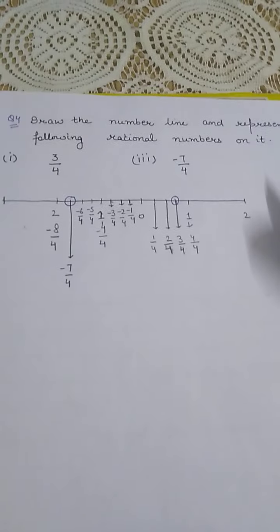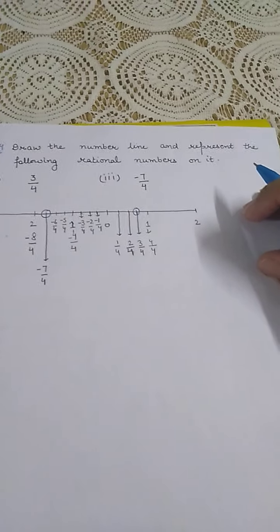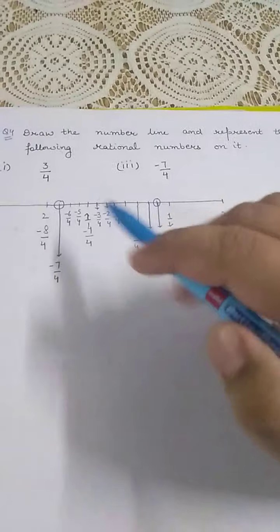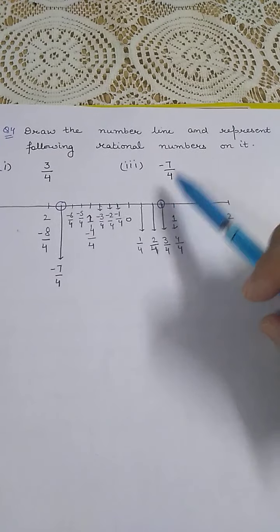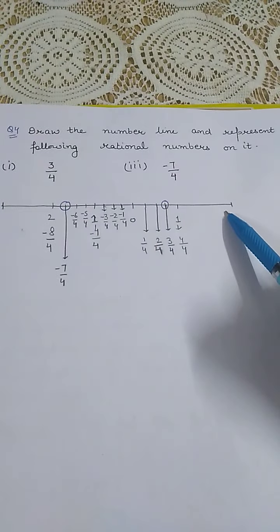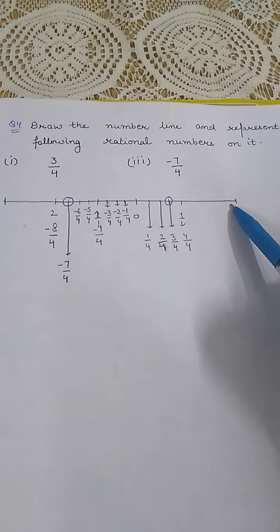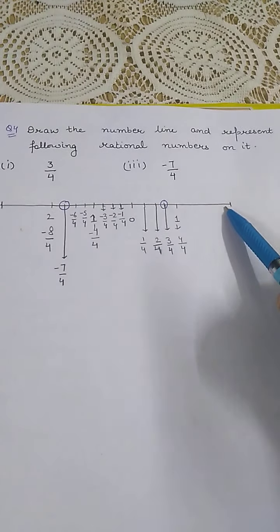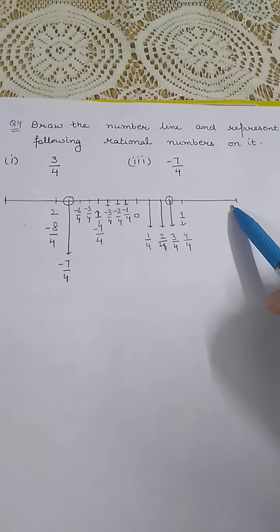Draw the number line and represent the following rational numbers on it. So my first rational number is 3 by 4. Another is minus 7 by 4. Since they have the same denominator, I can represent it on the same number line. I am trying to show it on the same number line. You can show it on separate number lines also.